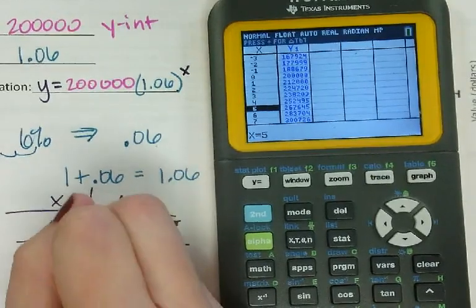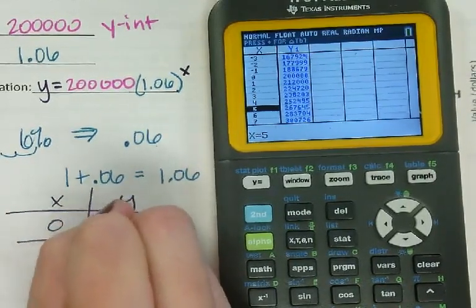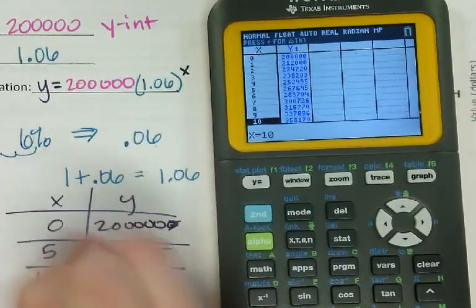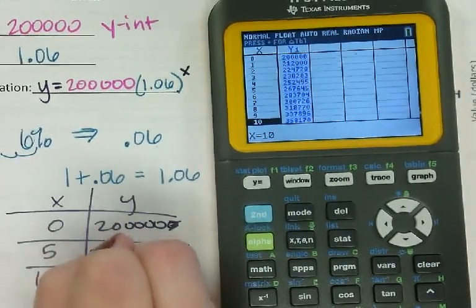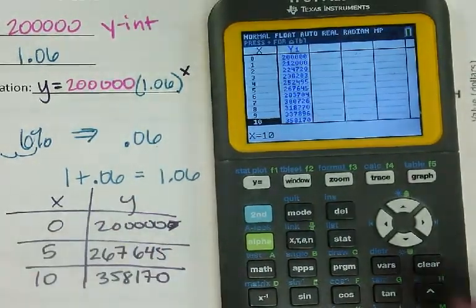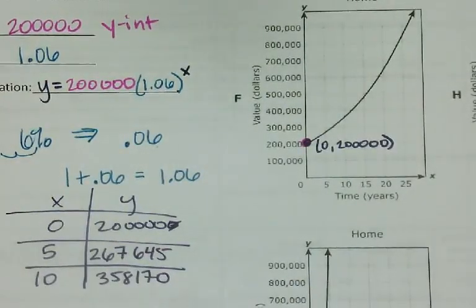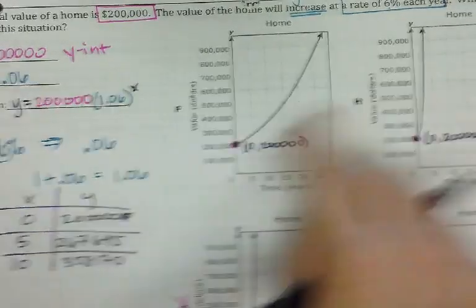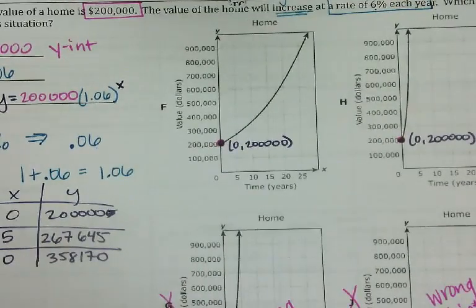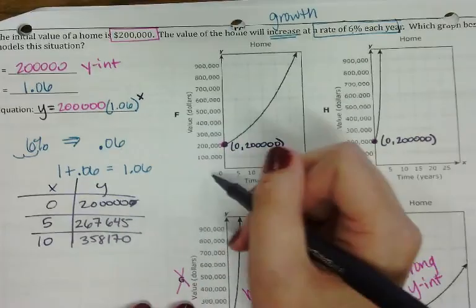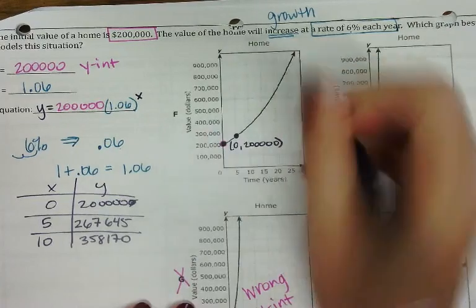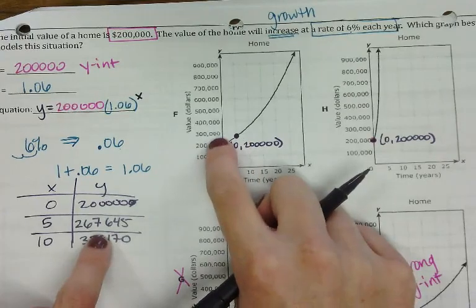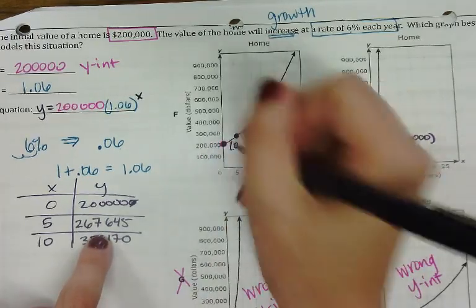So at 5, my equation should have 267,645. At 10, my equation should have 358,170. Now, guys, when we see this, which one of these graphs is going to match those table values better? F or H? Let's see here. At 5. Guys, does that look like that's about 267,000 right there? That looks pretty good, right?